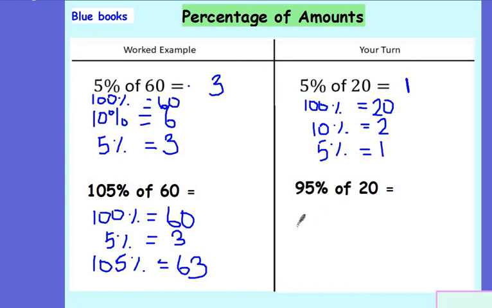To find 95% of 20, I'm going to take my 100% and subtract my 5%. My 100% was 20. My 5% was just 1. So 95% is 19.